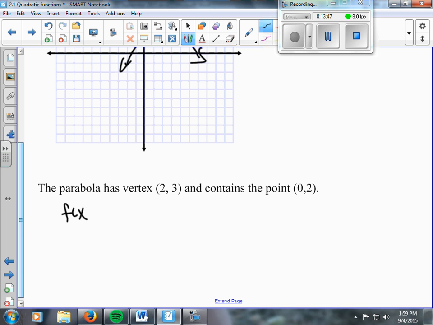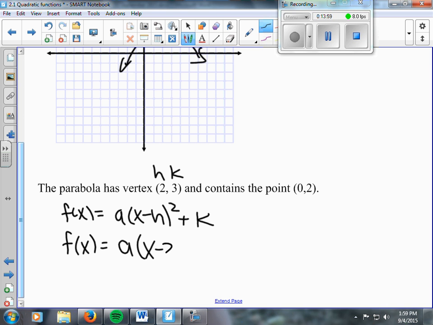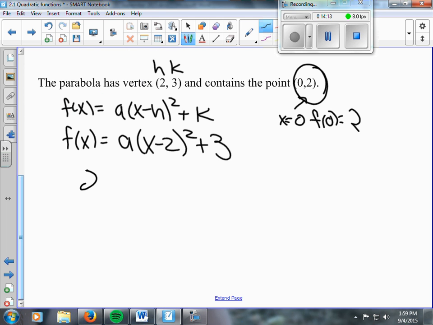I'm going to go ahead and use standard form, a(x minus h) squared plus k, because I have h and k. And so the only thing I have left to do is figure out a. Okay, and how do I figure out a? Well, I use this other point. This other point tells me a relationship. It tells me that when x equals 0, f of 0 is 2. So let's use the fact that f of 0 is 2, or y is 2 when x is 0.